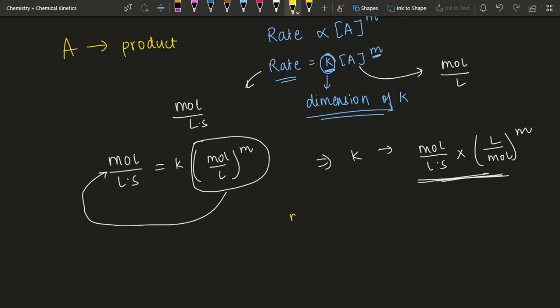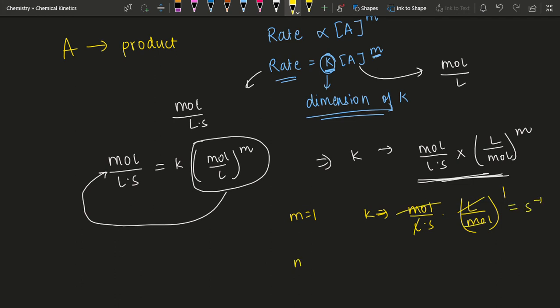So if m is equal to 1, that is, you have a first order reaction, you have the unit of k to be moles per liter seconds times liters per mole to the power 1. And you can just cancel out, and that's just second inverse.